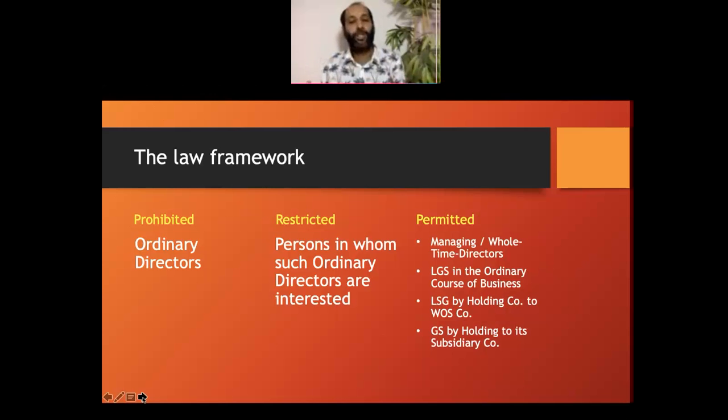The third one is the no-issue permitted list. Again, that is categorized into four: A, B, C and D. A is the managing director or whole-time director. The second one is LSG in the ordinary course of business. The third one is LSG by a holding company to its wholly owned subsidiary company. The fourth one is only GS, guarantee and security, by a holding company to its subsidiary company. So this is the parent page which we have to look into, otherwise you will not get the grip of this section.